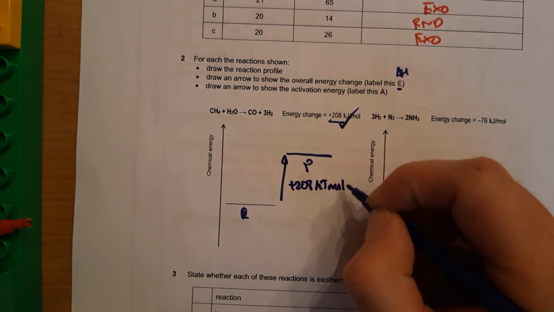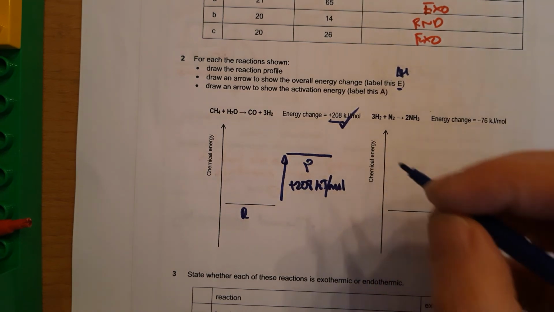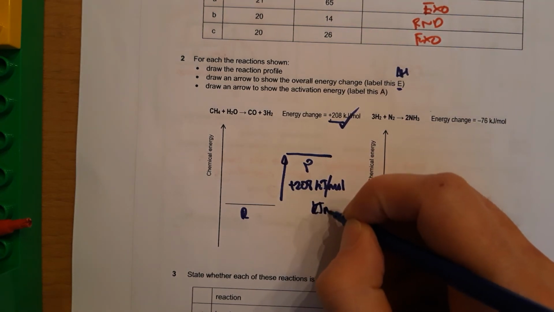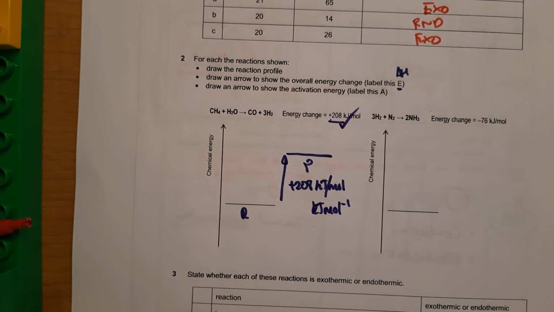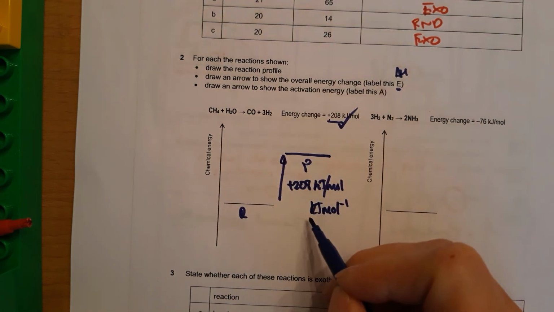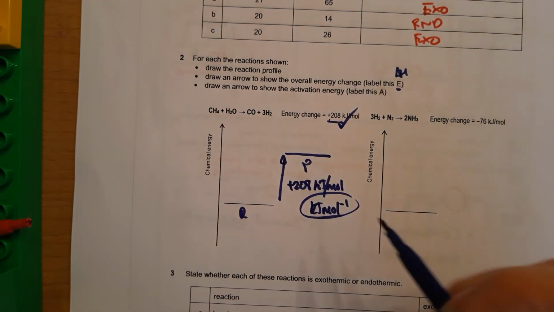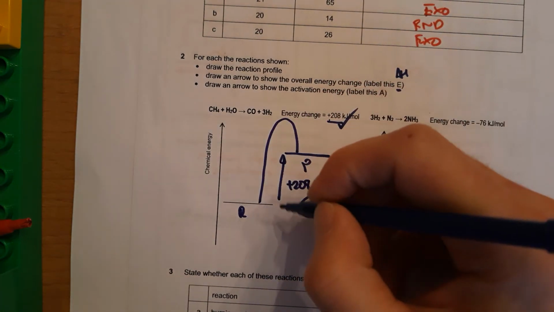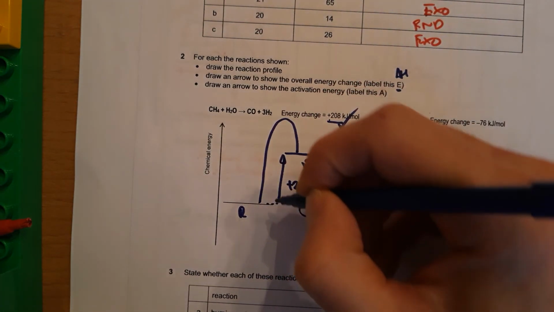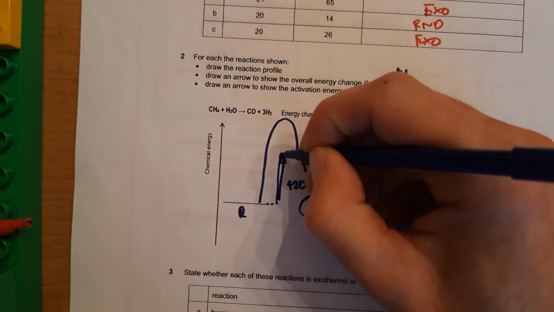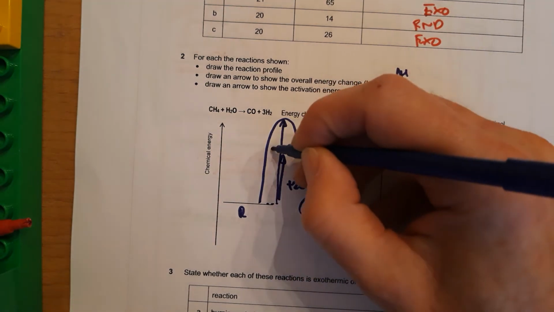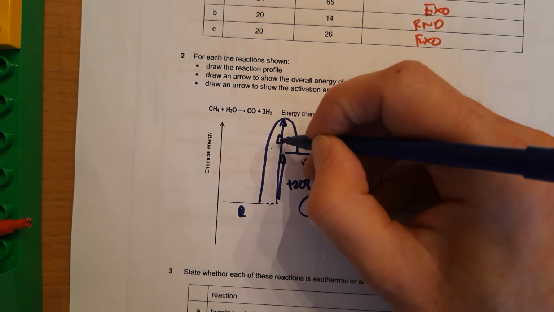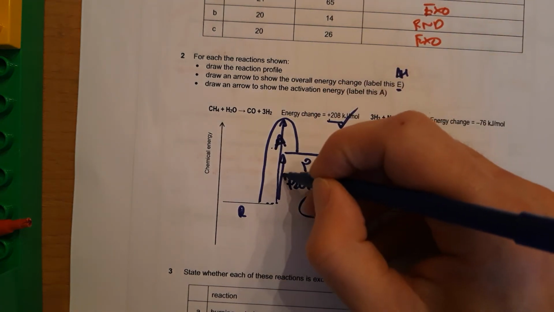May as well put in the units, kilojoules per mole. At A level, we write it like this, kilojoules mole to the -1, but kilojoules per mole. If I accidentally do that, it's just an A level variation instead of putting the slash in there. All right, activation energy goes up like that. That one is A. Let's label this E, label this A.